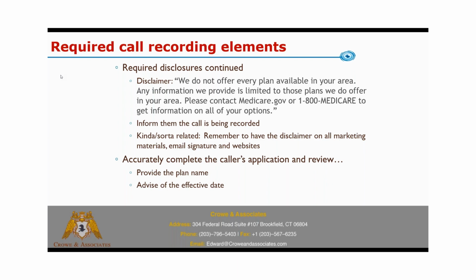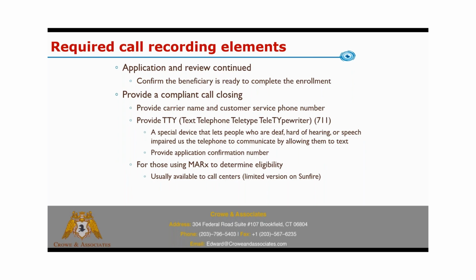The next category is to accurately complete the caller's application and review it. So things that we're missing that you need to put on there is provide the name of the plan. So you've got to put the plan name that they're enrolling in. You have to advise them of the effective date. And then you have to confirm the beneficiary is ready to complete the enrollment. So get their acknowledgement that they want to enroll. Have them say, yes, I want to enroll.